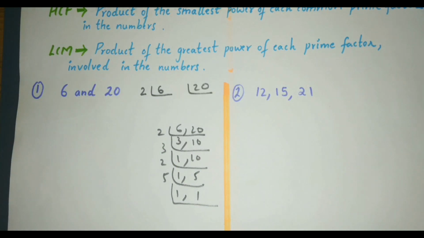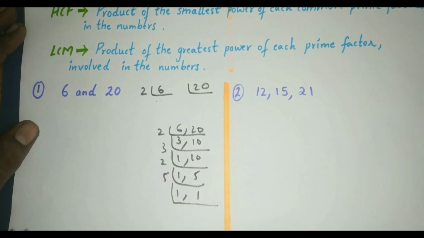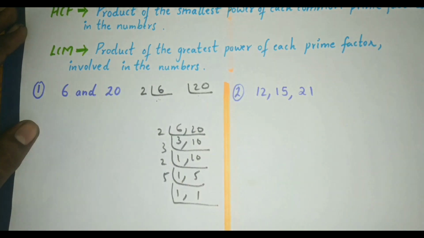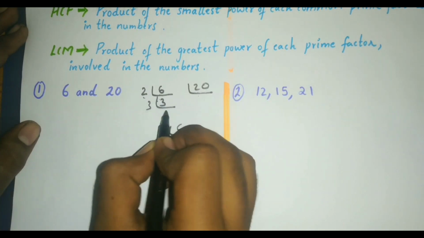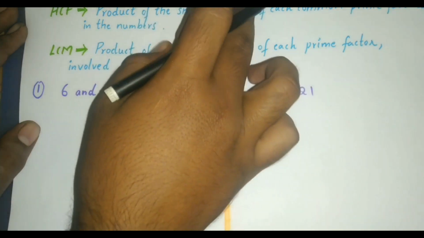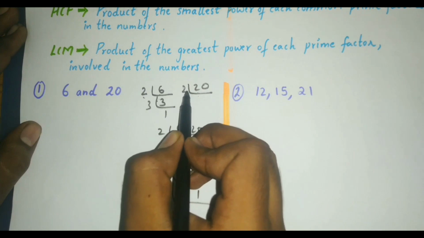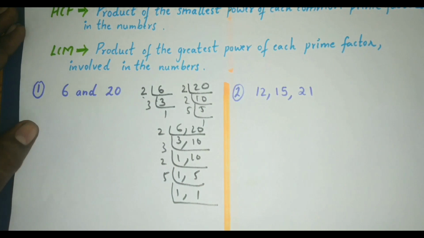In this method you are going to use the powers. First, take the numbers individually and factorize them using prime numbers. Suppose we take 6 and 20. You use only prime numbers because this is prime factorization. 6 is 2 times 3, and 20 is 2 times 10, which is 2 times 2 times 5.